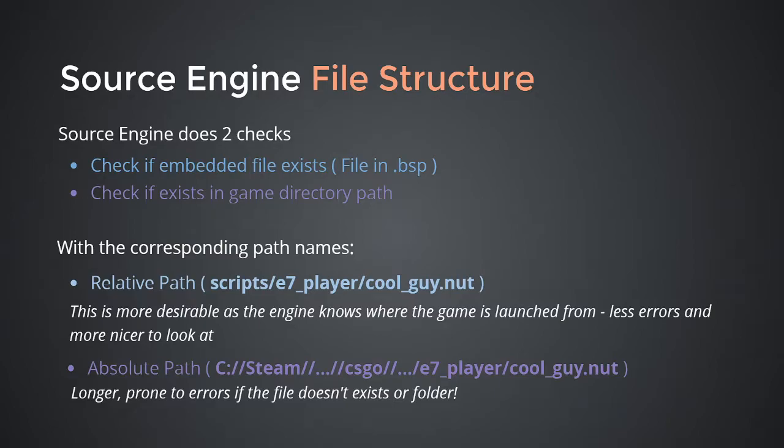There are two key things you need to know, and these are the corresponding path names. A relative path is the easiest one and the neatest one to see. This is more desirable as the engine knows where the game is launched from, so there are fewer errors, and it's nicer to look at. And then you have the nasty one, which is the absolute path. It's longer and it's prone to errors if the file does not exist. This problem still exists in a relative path, but it is more manageable as you don't have a long string to deal with.